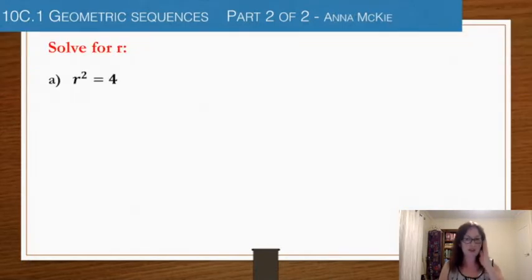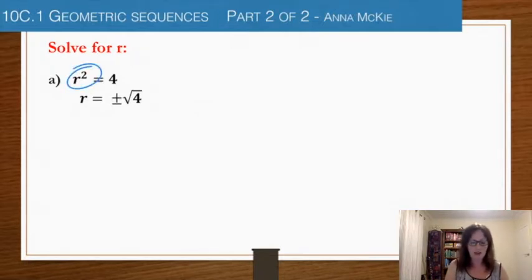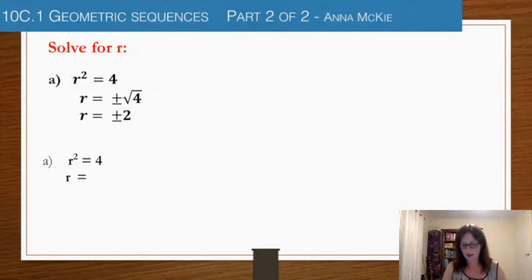Alrighty, just a quick refresher on some power laws here. If you had to solve for r, undoing that power there, you would do the square root. But you would know that you need to account for the plus or minus version, the positive or the negative version. So r could be plus or minus 2.